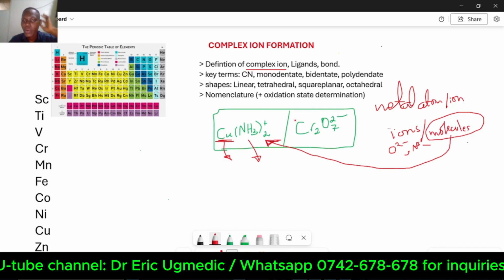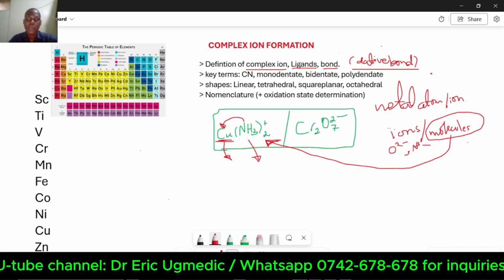Then we can look at another one, which is ligands. So what are ligands? Ligands are these atoms or molecules that will be bonded to the central atom, which in this case will be the transition element. The type of bond that's formed is a coordinate bond, or can also be called a dative bond, covalent dative, instead of just coordinate.